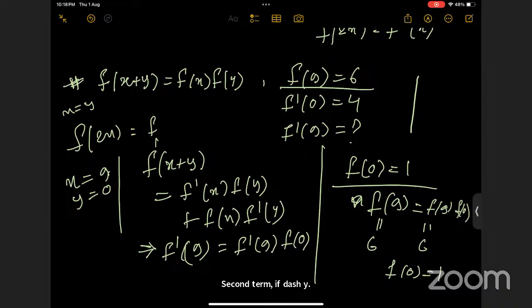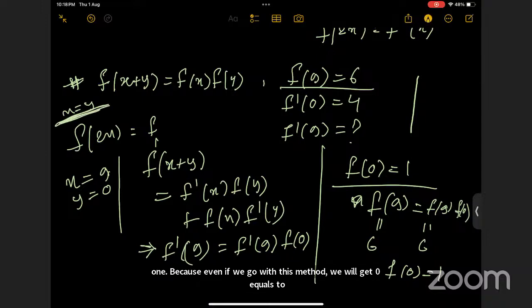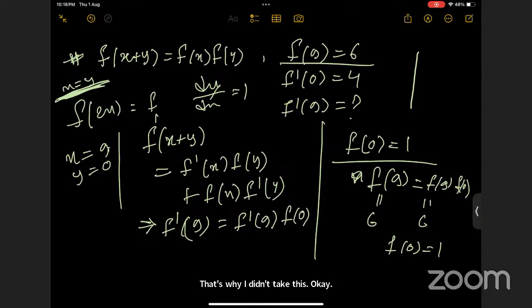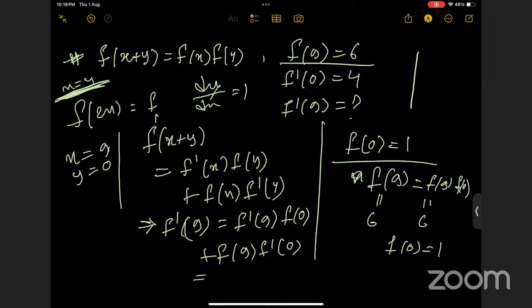Yes, ma'am. Even if we go with this method, then we will get 0 equals 24. If we take x equals 1, then dy by dx will be 1. That's why I didn't take this. Here I assumed this condition. So x equal to y, then dy by dx will be 1. But then f of 2x is equal to f of x into f of x, right? Then it's the same, right?